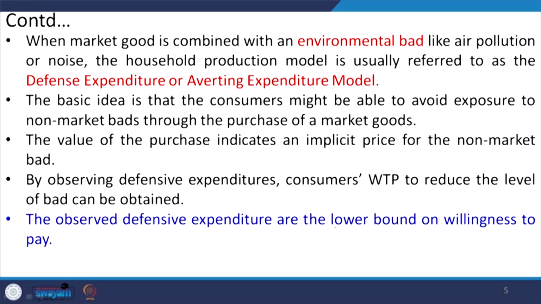So, what is the meaning of this lower bound? Obviously, when the consumer is purchasing the AquaGuard, that means he or she is willing to pay in order to avoid the bad water quality, and this is the lower bound, the minimum amount of willingness to pay he or she is displaying. This amount of willingness to pay can be more, but his or her behavior in purchasing the particular market good in order to avoid the environmental bad is reflecting the minimum, or lower bound, on the willingness to pay for avoiding the same.